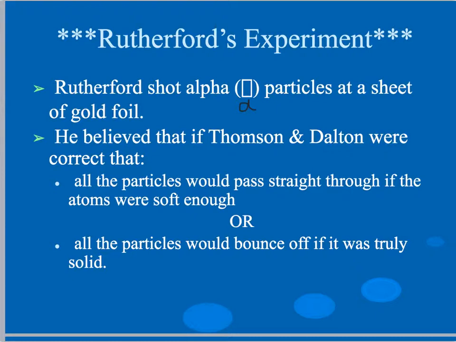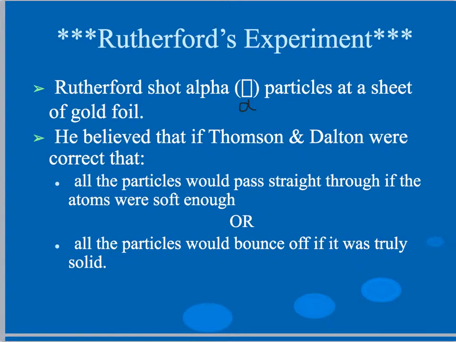So what Rutherford designs is an experiment where he shot alpha particles. They're basically helium nuclei, we know now, and they're small positive particles. And he shoots them at a sheet of gold foil. So gold can be sort of rolled out really, really super thin. So the foil itself was just like a few atoms thick.